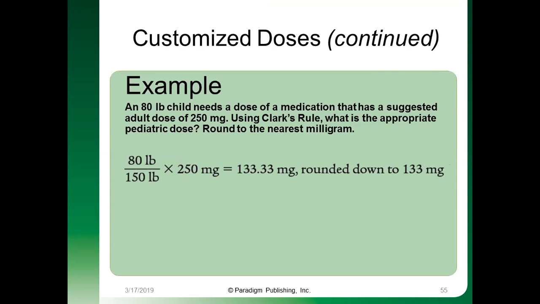Now using Clark's rule. An 80-pound child needs a dose of medication that has a suggested adult dose of 250 milligrams. So round to the nearest milligram. So 80 pounds divided by 150 times the dose, 250 milligrams, is equal to 133.33 milligrams. Again, we always round down. So the answer stays as 133 milligrams.